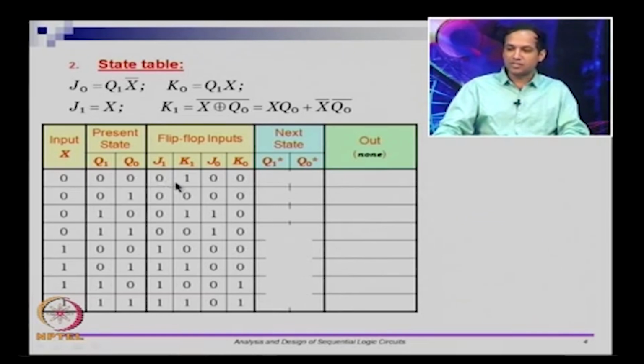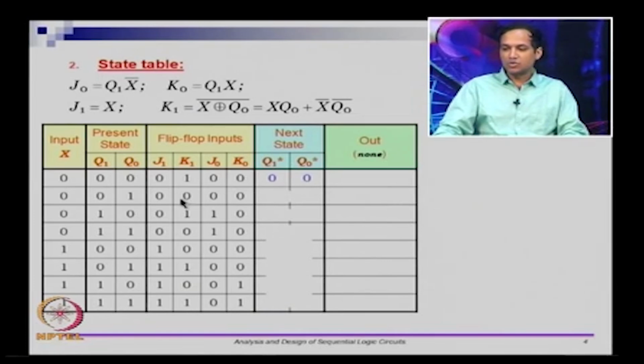So let us take the very first one. J1 is 0 and K1 is 0. So if I look at this combination, K1 is a 1, which means it is a reset. So whatever the value of Q1 is, you do not care about it, you have to reset. And if you look at J0 K0, it is 0 0. So 0 0 is keep the old value. If you go and look at the old value, it is 0 itself. So we have Q1 star is 0 and Q0 star is 0.